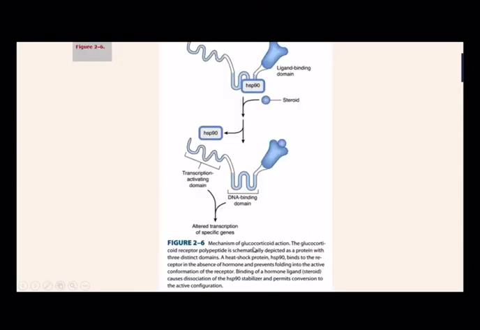Here is the glucocorticoid receptor. The receptor is inactive when it binds to heat shock protein 90. The steroid binds to the receptor. The receptor dissociates from heat shock protein 90 and becomes active. It enters the nucleus and binds to the DNA. It could alter transcription of specific genes.